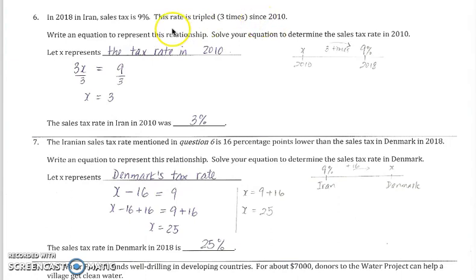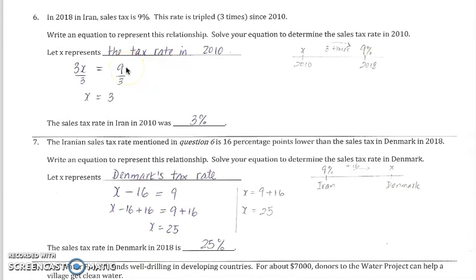So what this is saying is this 9% tax rate in 2018 is much more. Well, how much more? It's 3 times more than the tax rate back in 2010. If you want to show it on a diagram, you can use a timeline to organize your thoughts. So if I let x represent what I'm looking for, which is the tax rate back in 2010, I can say 3 times x, so 3 times the old tax rate is equal to the new tax rate, 9.